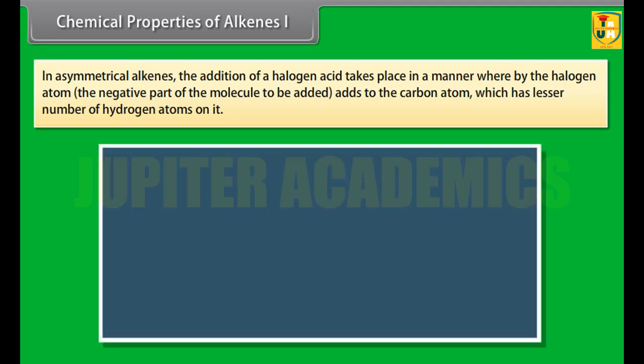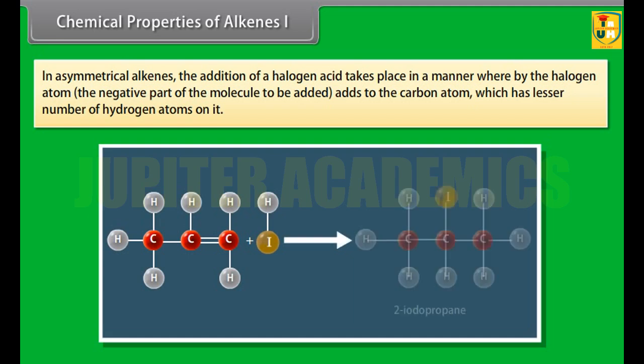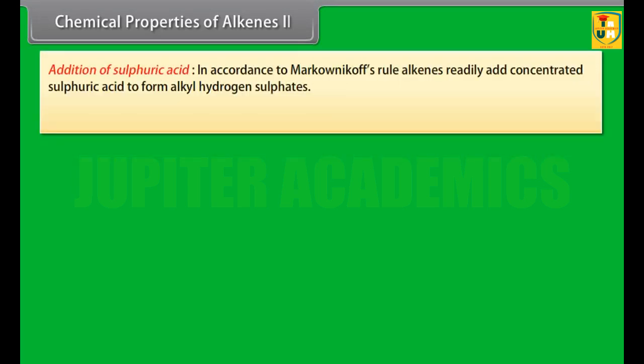For example, in the case of propene, the product obtained is 2-iodopropane and not 1-iodopropane. This rule of addition of halogen acids to an asymmetrical alkene is known as Markovnikov's rule. Chemical properties of alkenes, Part 2. Addition of sulfuric acid. In accordance with Markovnikov's rule, alkenes readily add concentrated sulfuric acid to form alkyl hydrogen sulfates.